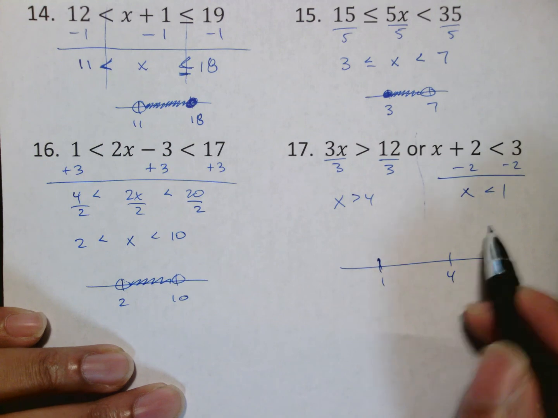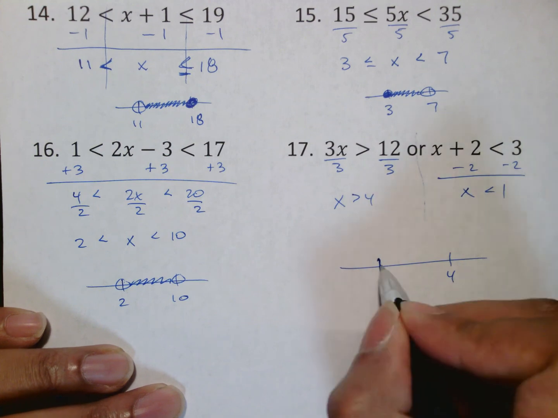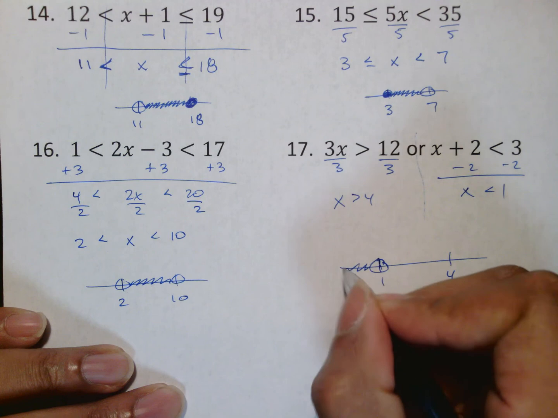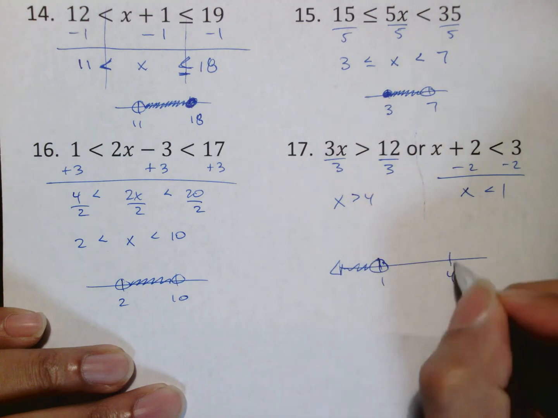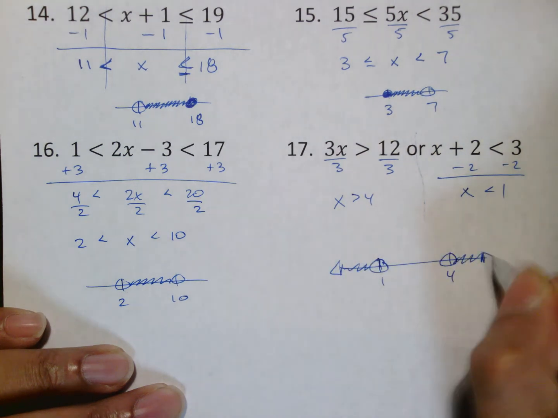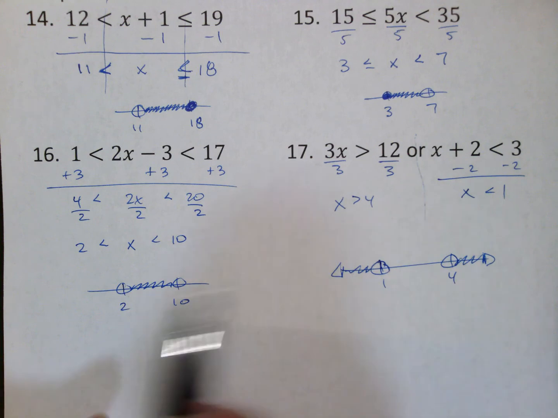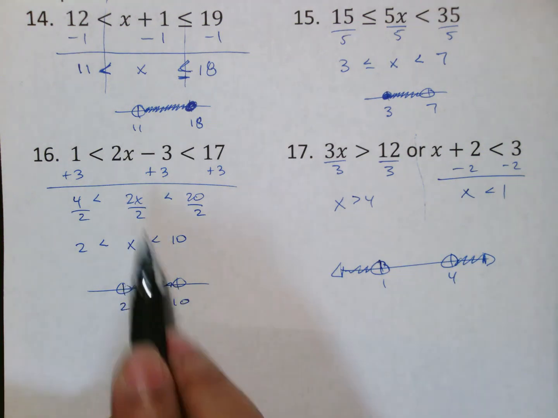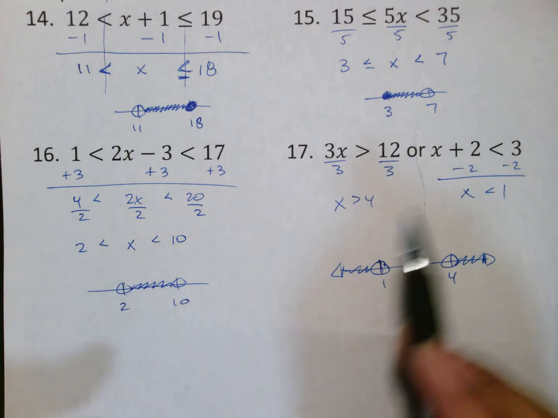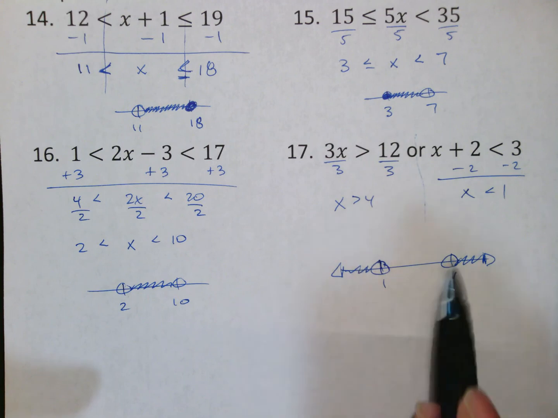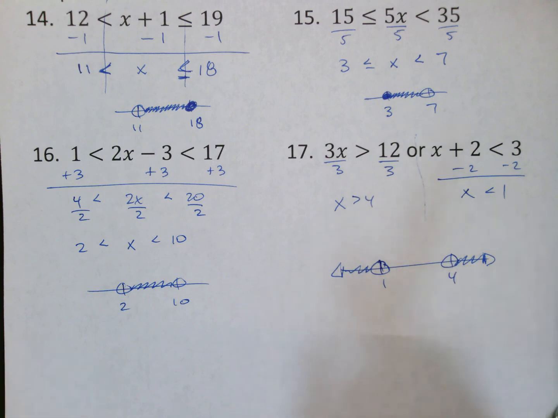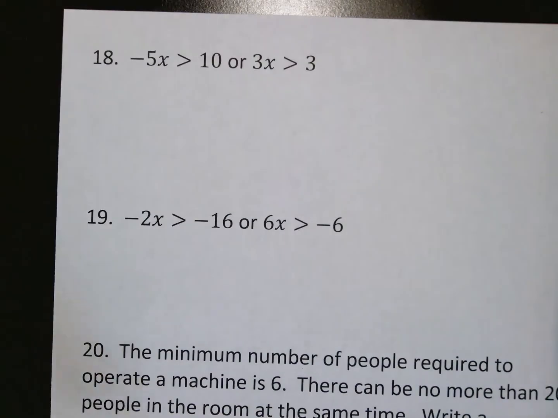But with OR, you actually label both of them. Notice that 1 is an open circle, and it's going to the left. And notice that 4 is an open circle going to the right, which is the opposite of what you saw with AND, or with the other one. So again, with this one, when x is in the middle, you shade the middle. Typically with OR, it's going to be a hole in the middle, and then everything around the outside. But again, we'll talk more about that tomorrow.